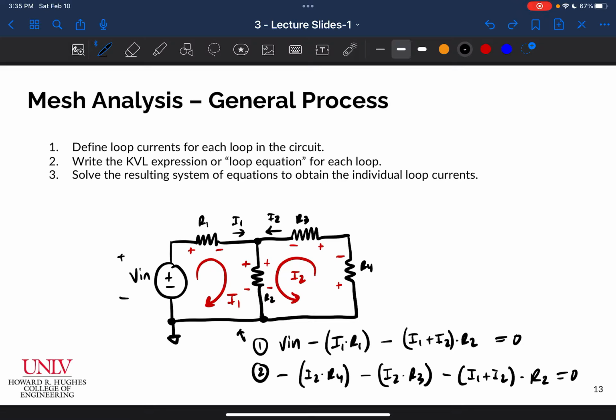Okay, so that's the general process for mesh analysis, and in the next video I'll go ahead and start the example. I'll try to get through it. If not, I'll split it up into 2 videos.